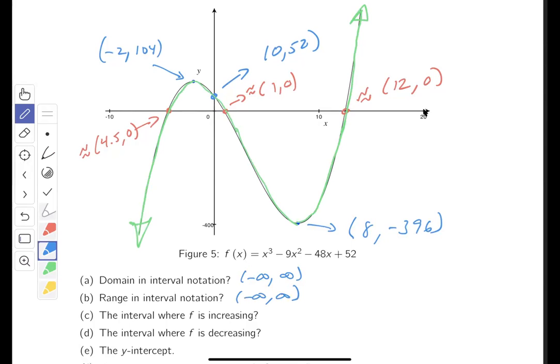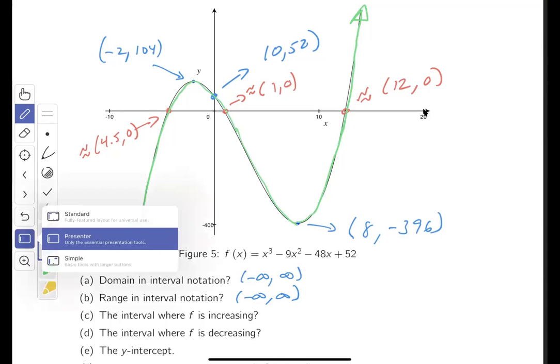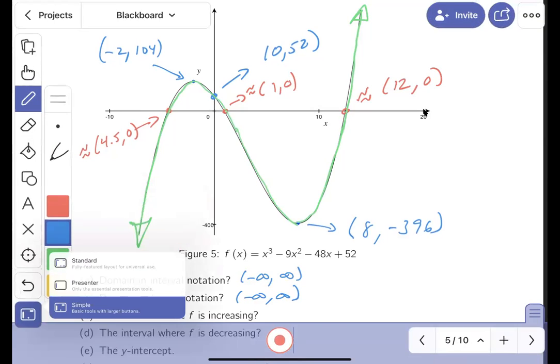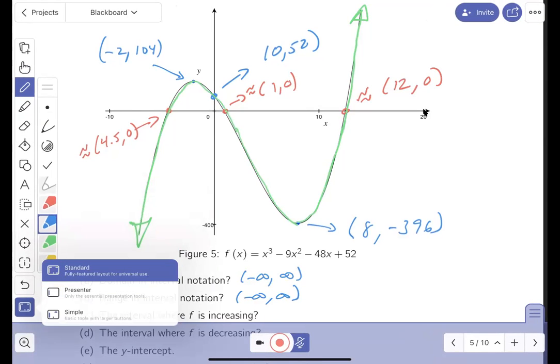All right, here comes the next thing. Where is it increasing? All right, I'm going to go through this with you.